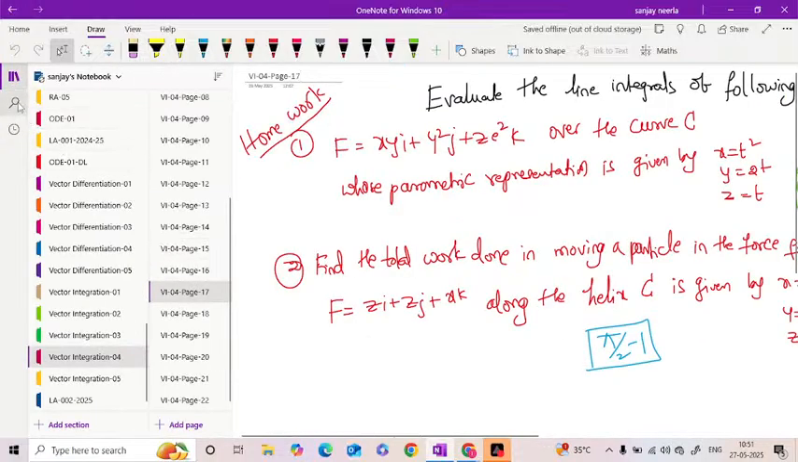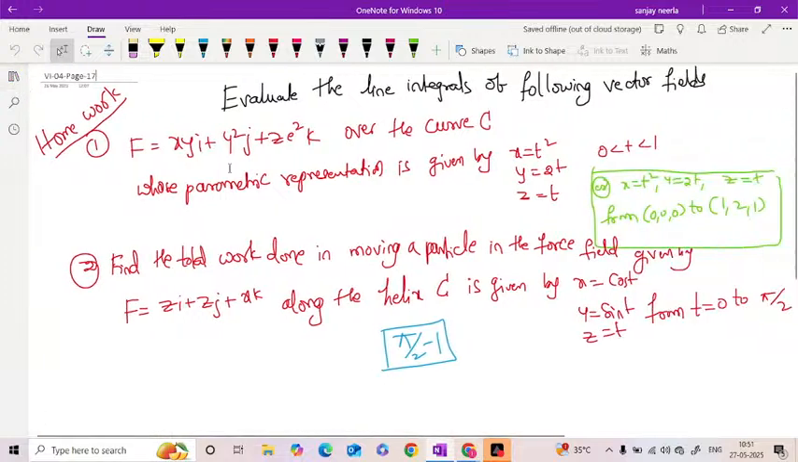I have given two homework problems. The first one is a direct problem, where x is equal to t square, y is equal to 2t, and z is equal to t are given directly, and the t value is 0 to 1. The second problem is x is equal to cos t, y is equal to sin t, and z is equal to t, and t is between 0 and pi by 2. These two problems are very simple because the parametric form is given directly.